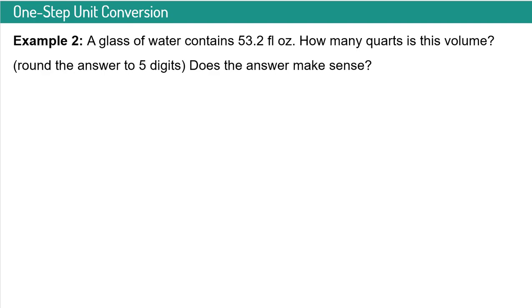Let's try one more example. It says that a glass of water contains 53.2 fluid ounces. And the question is how many quarts are in this volume? Again, we'll need to round the answer to 5 digits if applicable, and check if the answer makes sense. Let's write down what's given and what we need to find. The given units are fluid ounces, 53.2, and we need to convert that to quarts.